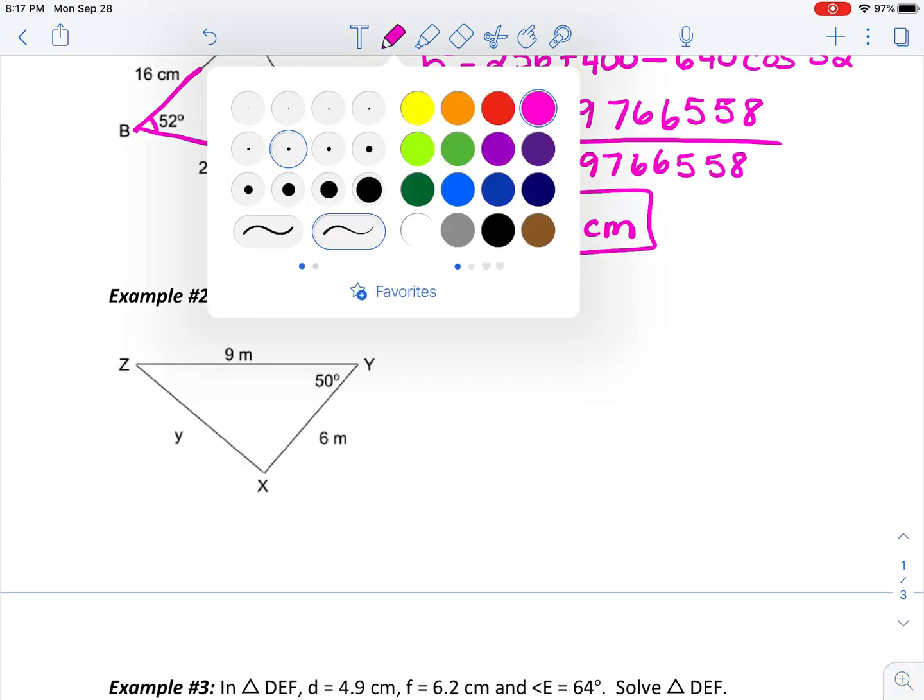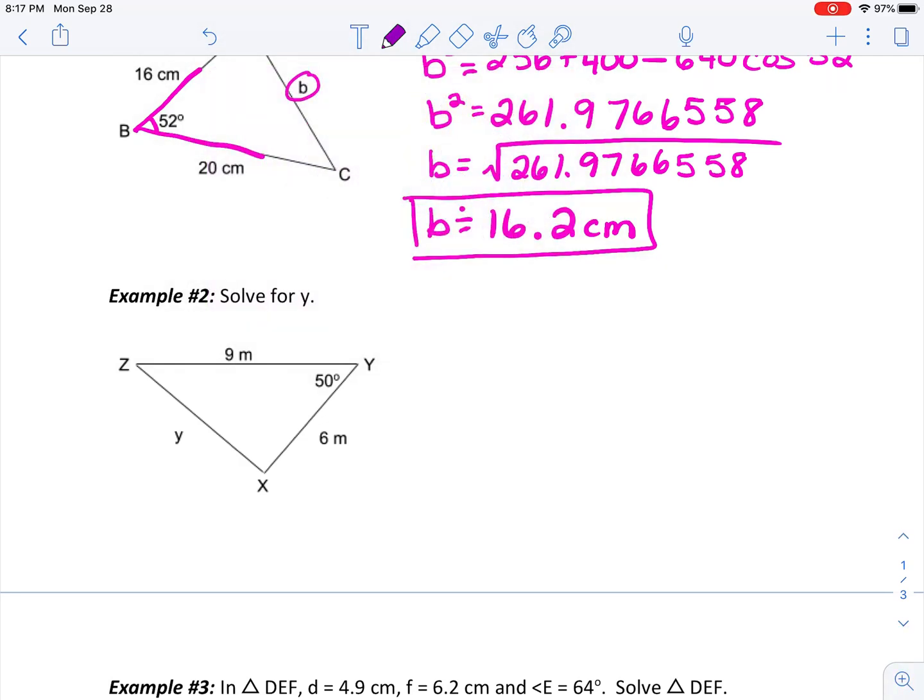Let's try example 2. Solve for y. Okay, again, I am given a contained angle, a given angle in between two given sides. So I'm going to find my y. y squared equals the other two sides squared and added together, minus 2 times those two sides times cos my angle that is opposite to the side I am trying to find, which is y, so cos 50.